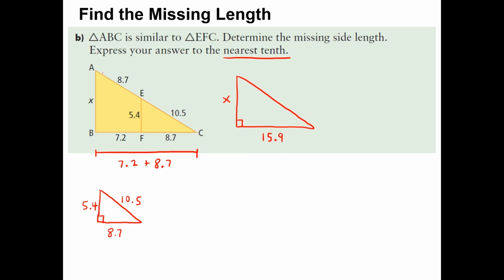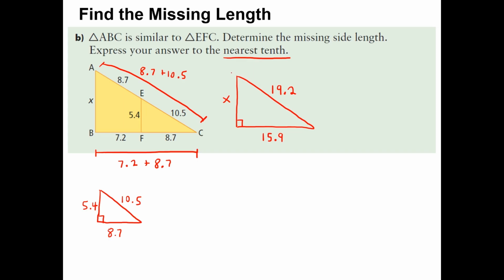Now, in terms of the hypotenuse, 8.7 plus 10.5, it would be very similar to what I did here, where I just added the values together. So 8.7 plus 10.5, if I add that together, the value should be 19.2. Great. So these are the actual two triangles that I'm looking at.